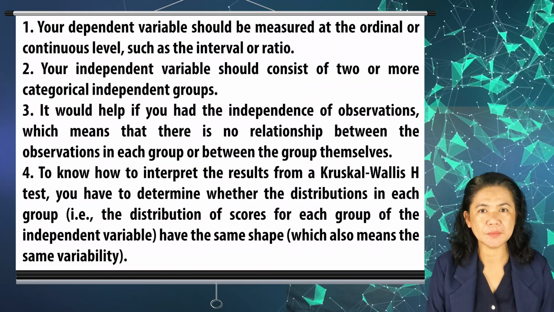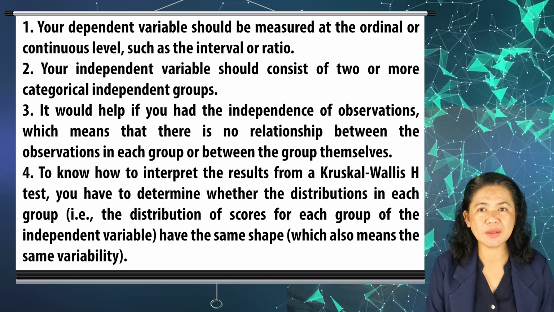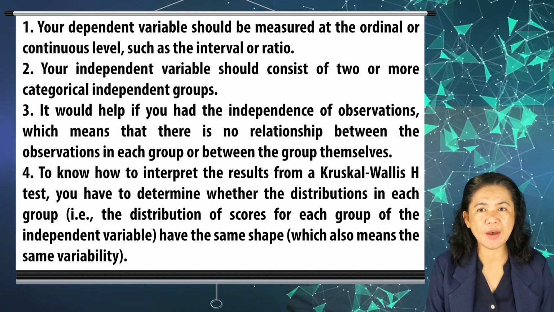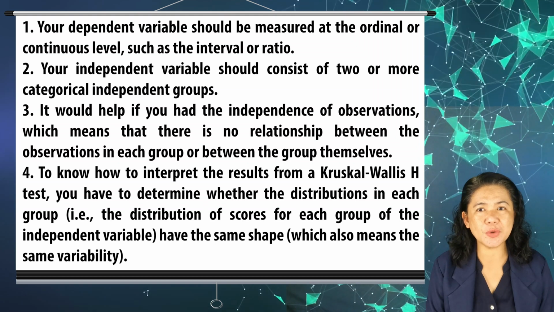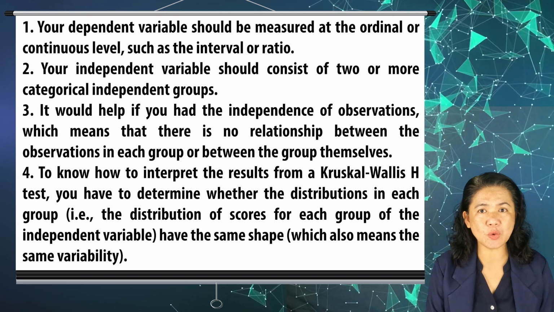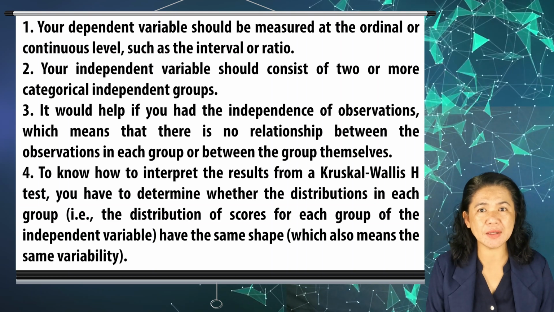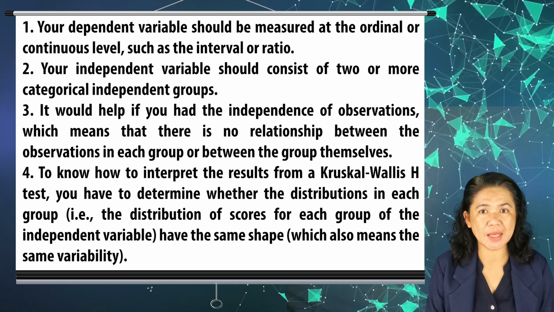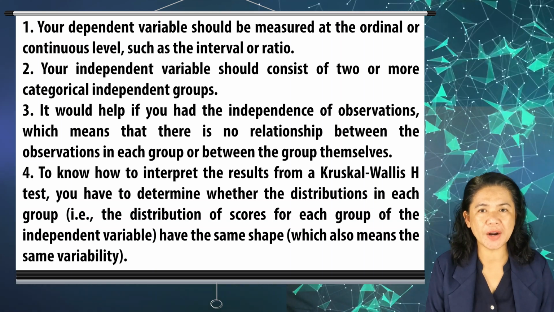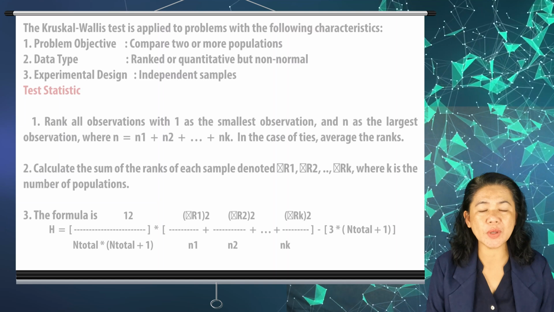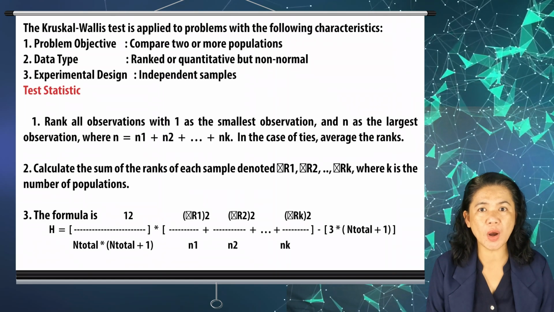4. To know how to interpret the results from a Kruskal-Wallis H-test, you have to determine whether the distributions in each group, like the distribution of scores for each group of the independent variable, have the same shape, which also means the same variability. The Kruskal-Wallis test is applied to problems with the following characteristics.